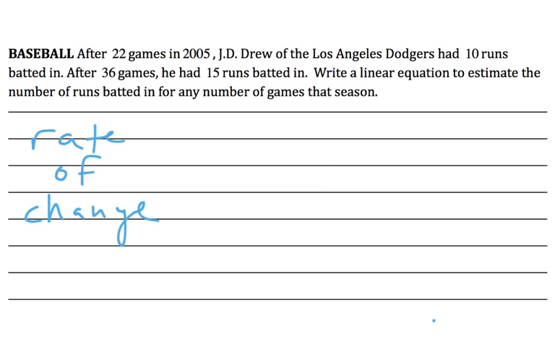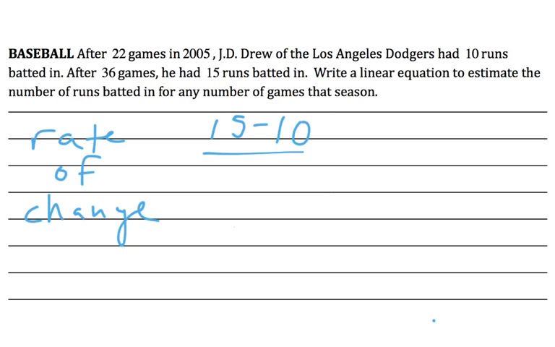And then we have to ask ourselves, are we looking for runs batted in, which is RBIs, per games, or games per RBI? Well, RBI per games makes more sense, so we will keep it the way I wrote it in red. So here the rate of change, well, he had 15 runs batted in after 36, but only 10 before. So in between those 2 points in time, he went from 10 to 15, so 15 minus 10 will give us that difference of 5.